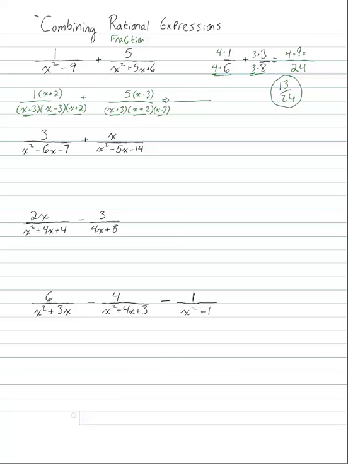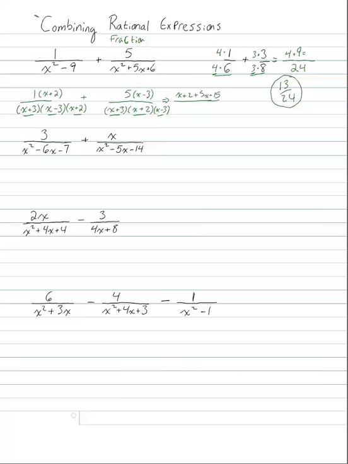So what you're looking for when you find common denominators is, what are they missing? Is there anything that one denominator is missing that the other one has? If it is, multiply it by it. Okay, so let's go ahead and do the math. 1 times x plus 2 is x plus 2. 5 times x minus 3 is 5x minus 15.